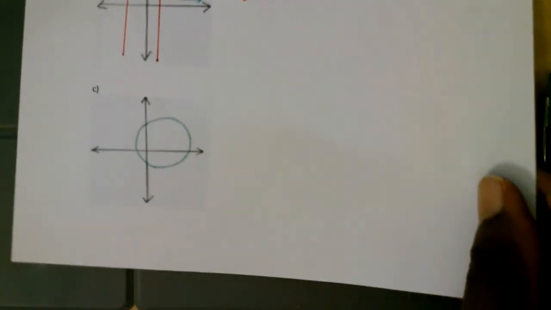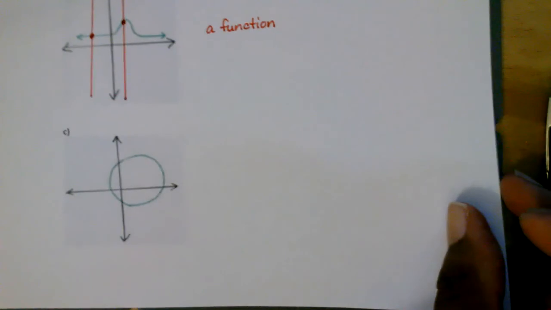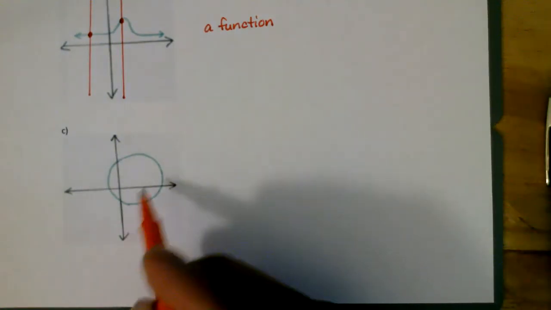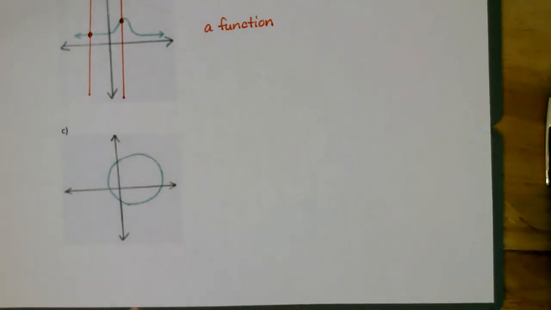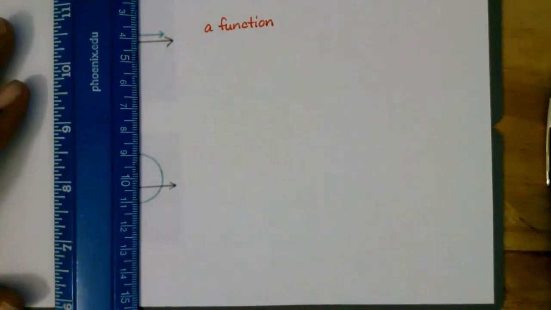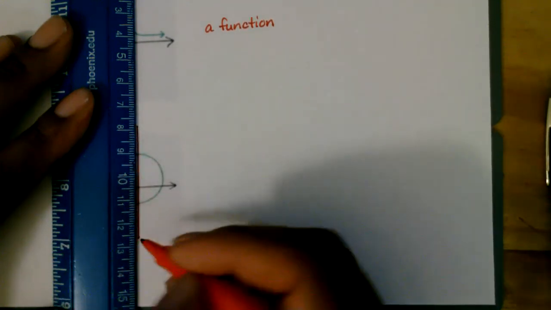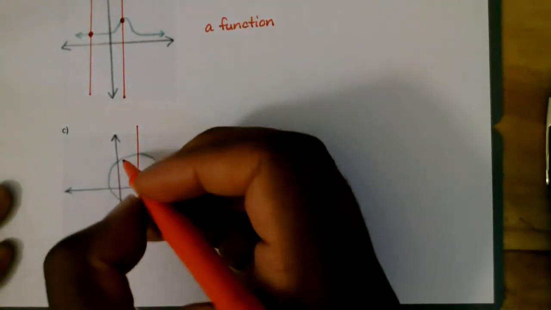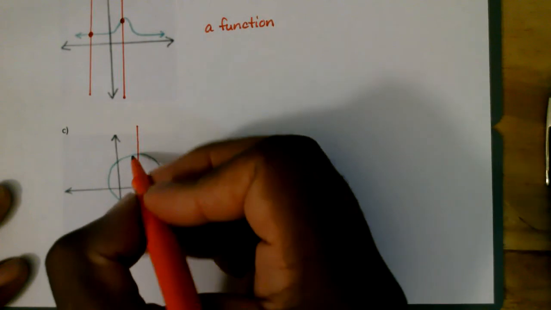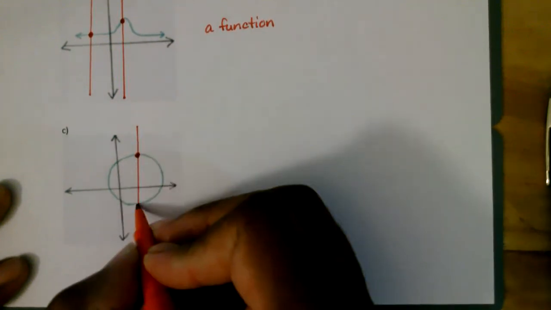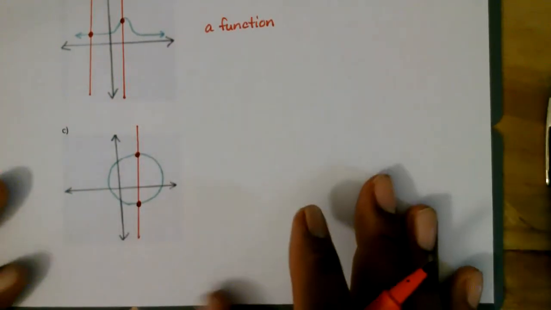All right, now, the last example here in this video. Here I've got a circle, looks like this. I want to determine whether or not it is a function. Well, notice if I draw that vertical line through that circle, this time the vertical line crosses the graph at two different places.